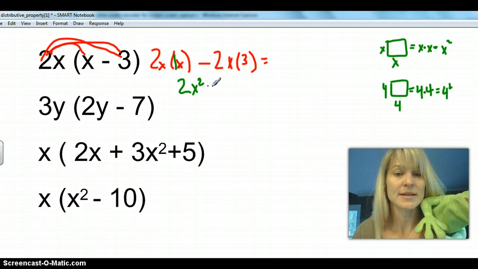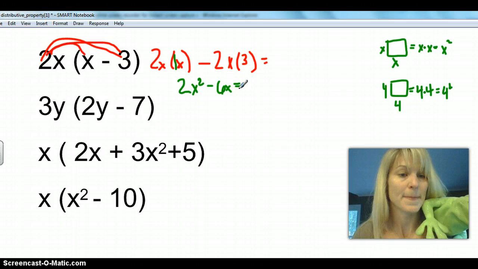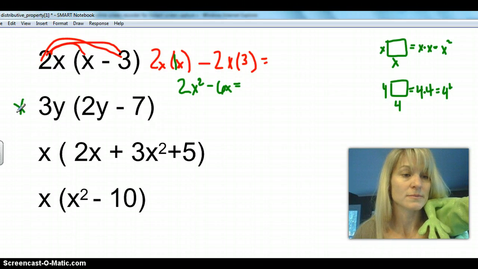All right, and we put our minus in. Then we have 2 times 3 is 6, and then we have x. Okay, so then that is your final answer, 2x squared minus 6x. Okay, so you guys try this one on your own. Pause the video and try it. We'll check this one in class.